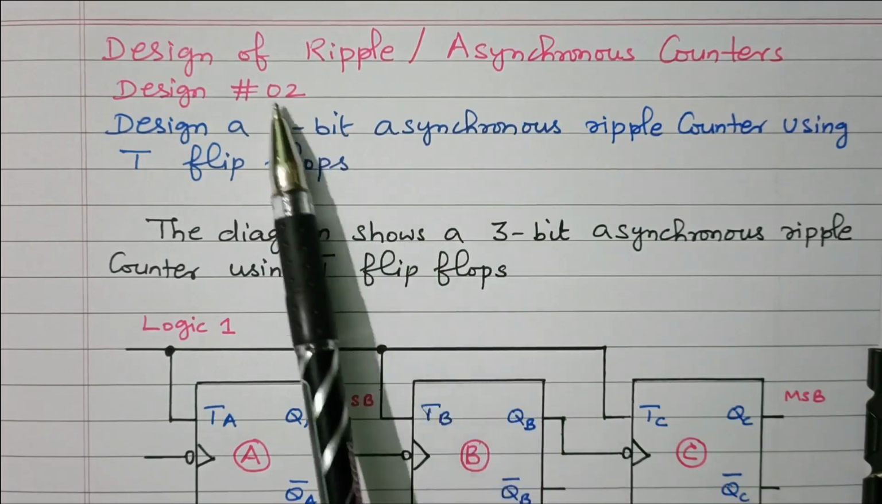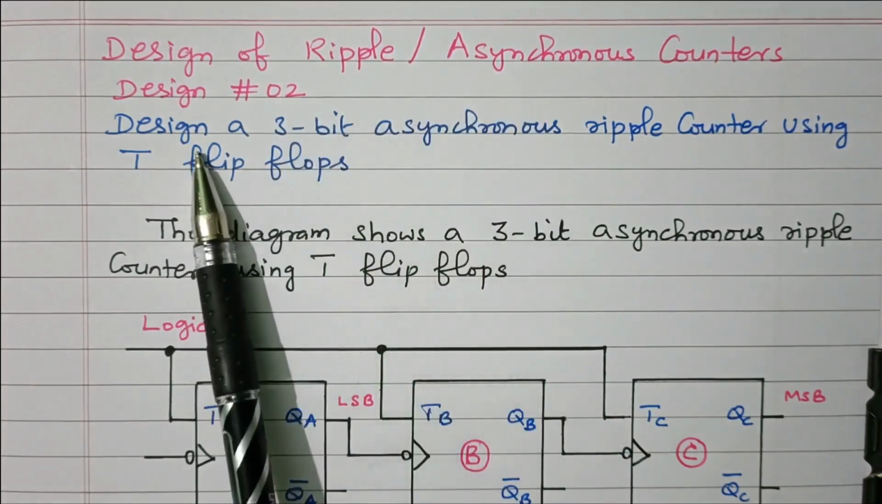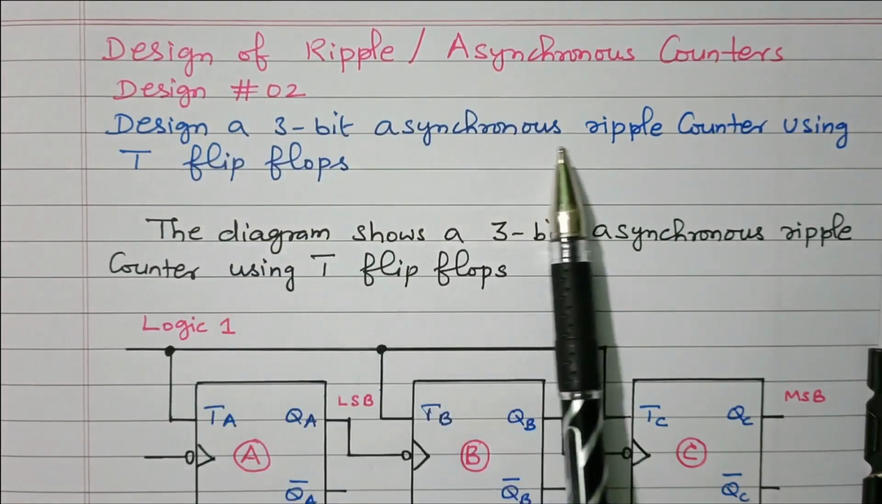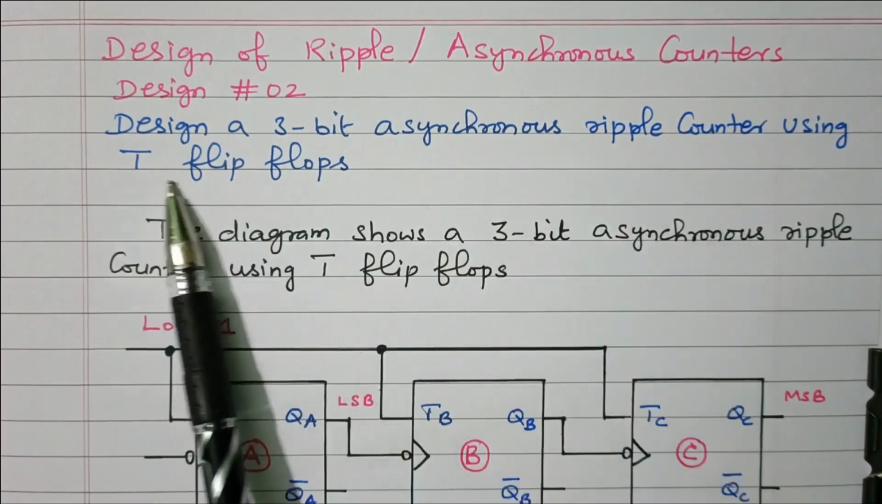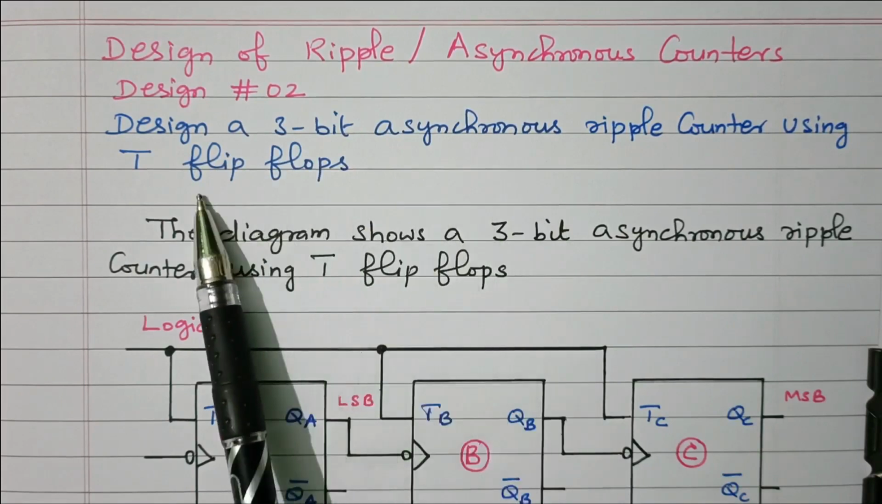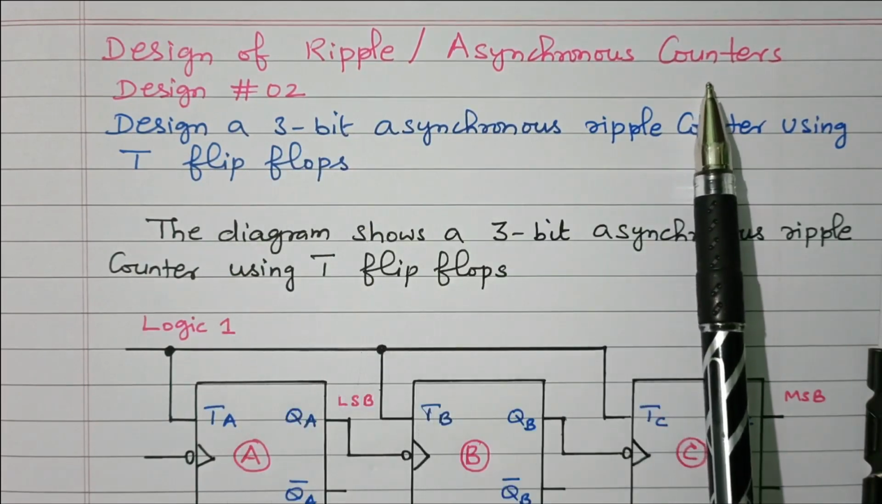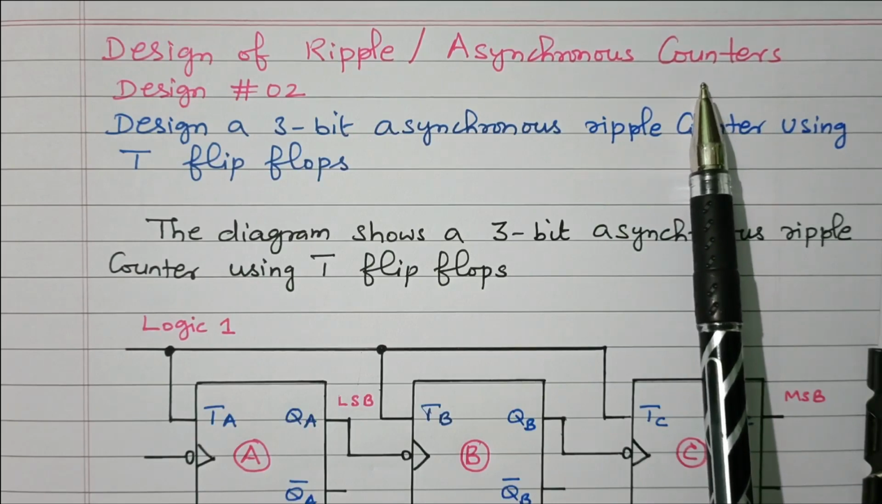Now we'll go to the topic. Design of ripple or asynchronous counter, second design. Design a 3-bit asynchronous ripple counter using T flip-flop. We need to design the 3-bit asynchronous ripple counter using the T flip-flop. So we know that a counter counts from 0 to n or n to 0.